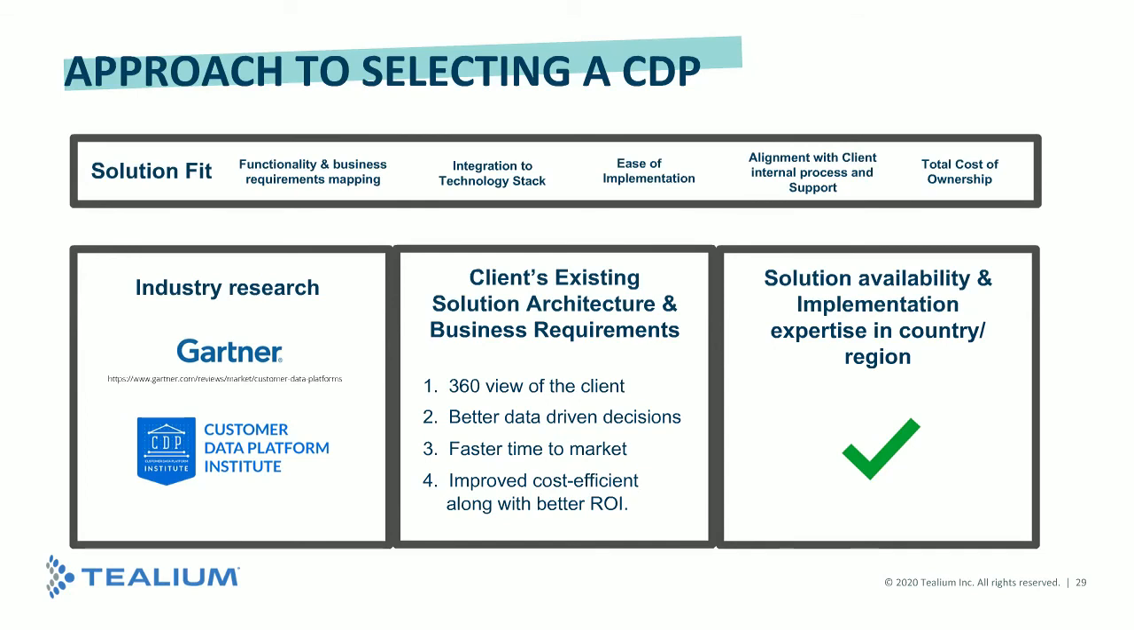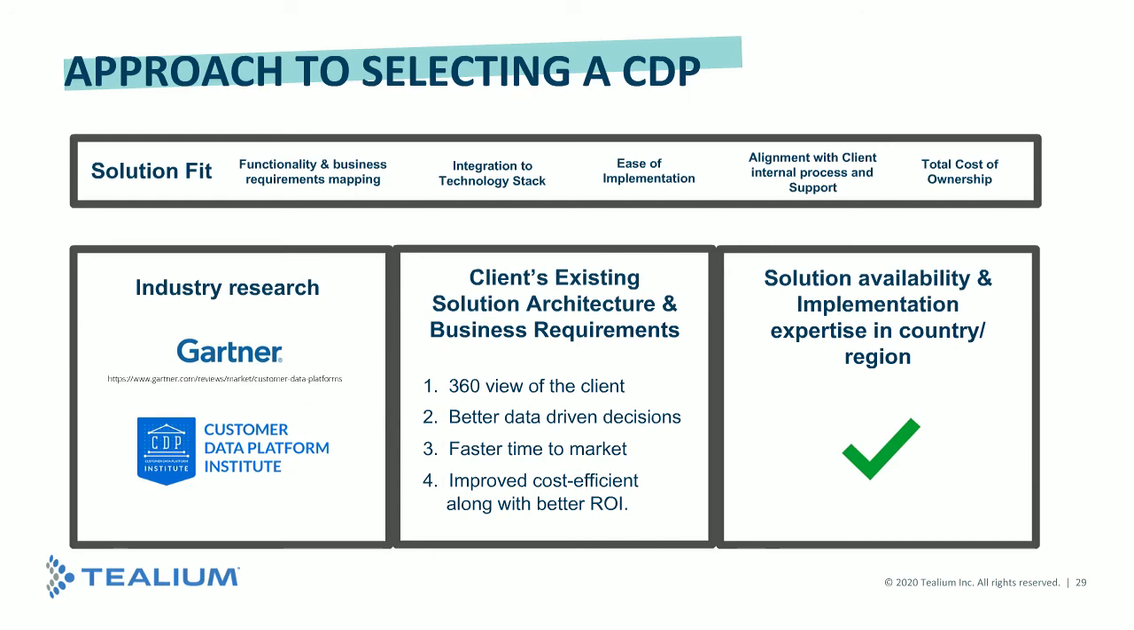So there are some overarching considerations also to keep in mind. At the end of the day, all these criteria need to be blended together to pick the right solution. So looking at solution fit, you're definitely going to want to evaluate functionality and business requirements mapping. Map the features of the CDP to the specific initiatives that you have. Integration to technology stack, we already talked about: how many of the integrations you need or want does each system have? Ease of implementation, the time to value is going to be a big difference between systems.